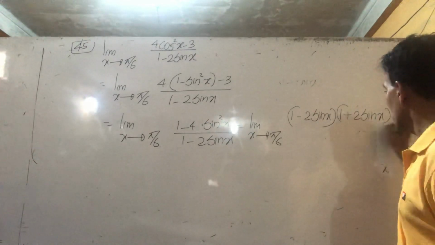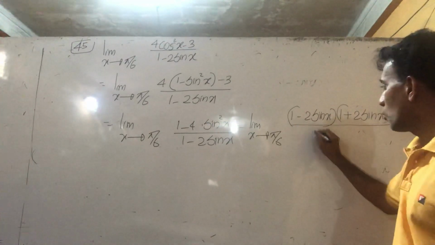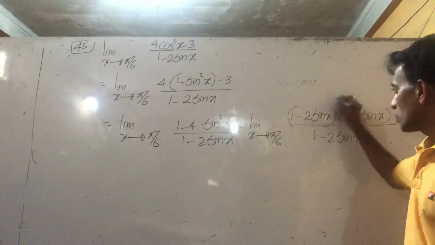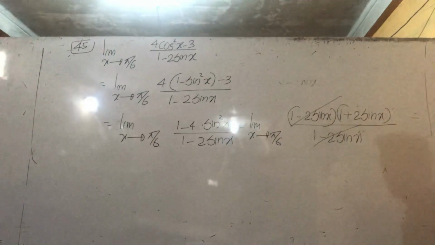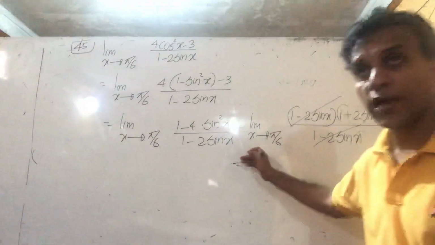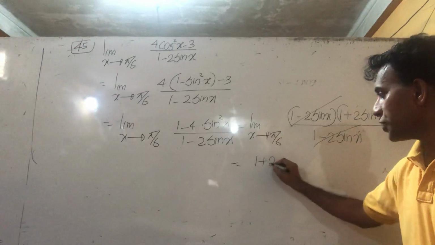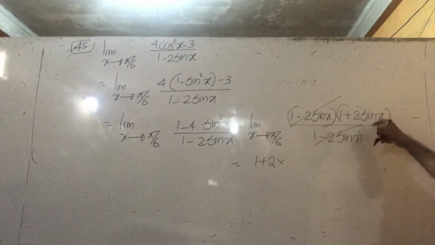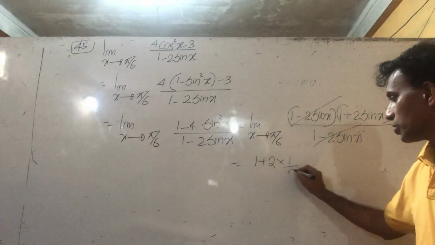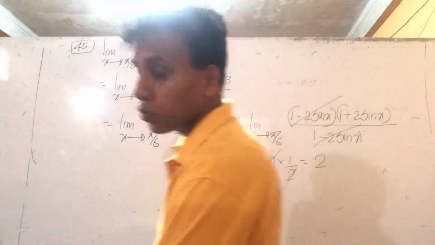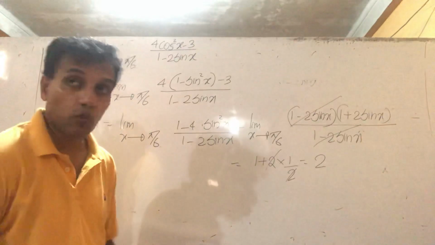Then over 1 minus 2 sine x. So it is cancelled. Then you can apply direct substitution for x equals pi by 6. 1 plus 2 into sine 30, which is half. So the 2 cancels, 1 plus 1, and the answer is 2.